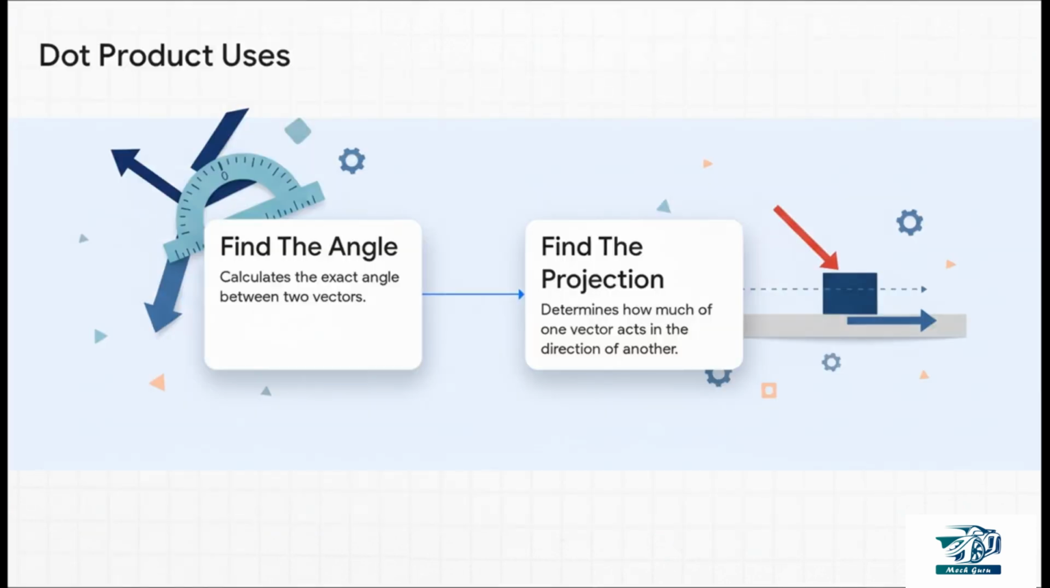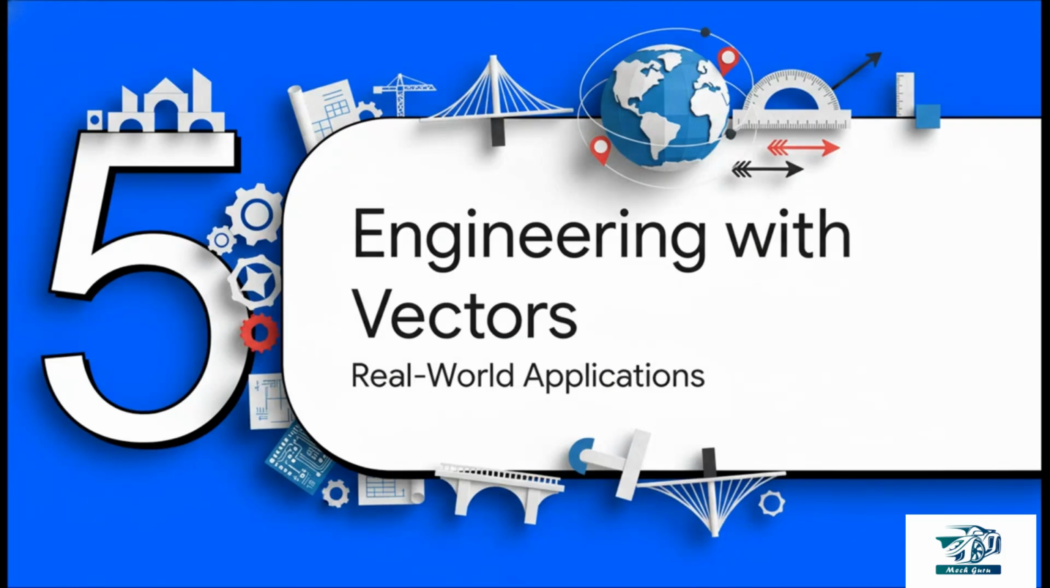So what do we use this tool for? Two main things. First, it is the perfect angle finder. You can use it to calculate the exact angle between any two forces. And second, it lets you find the projection of one vector onto another. This is huge. This answers the question, if I'm pulling in this direction, how much of my effort is actually helping to move something along that specific line? It's incredibly useful.